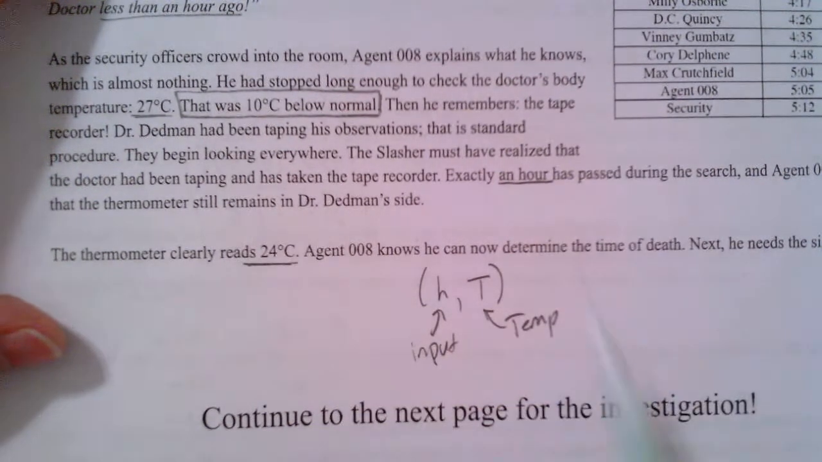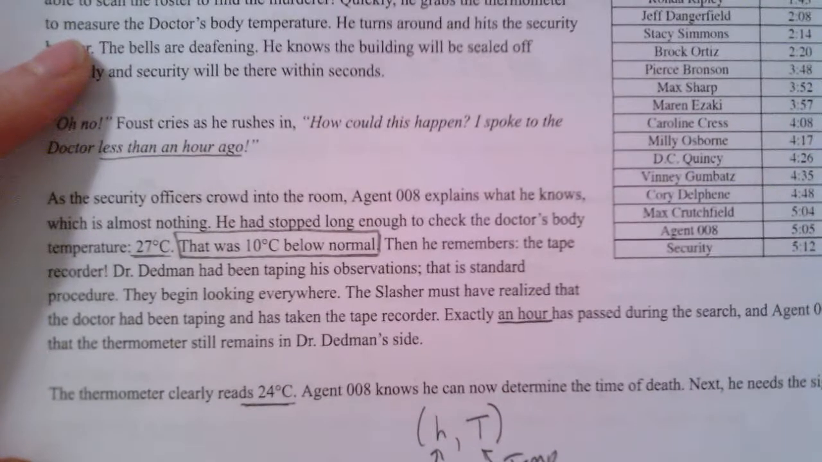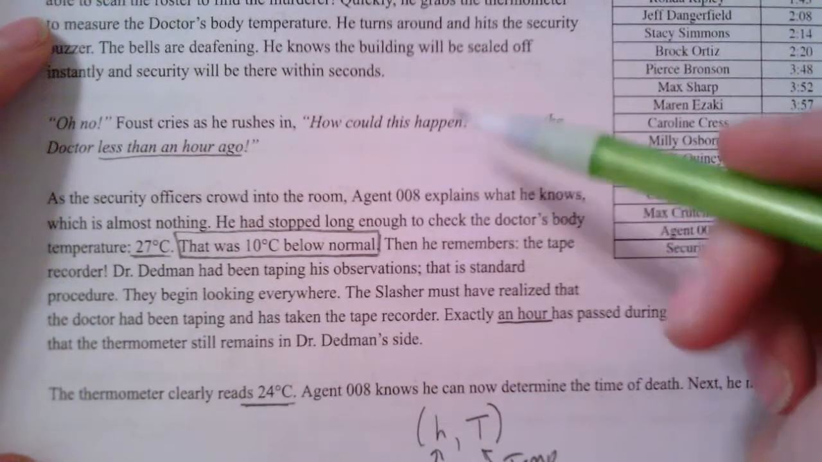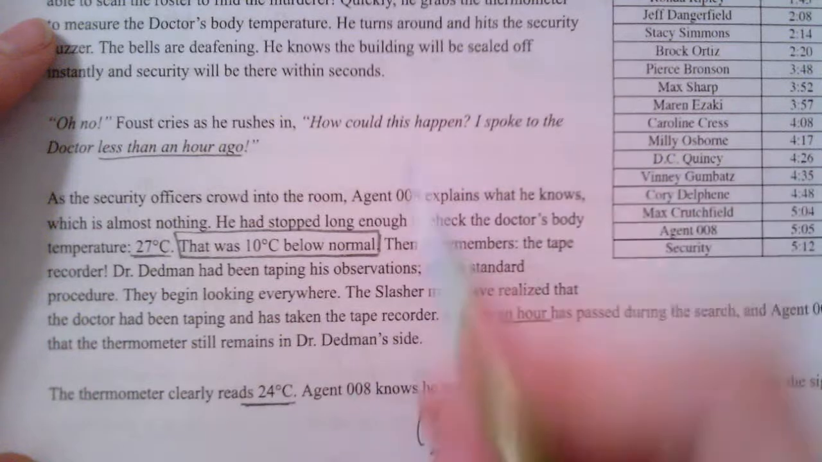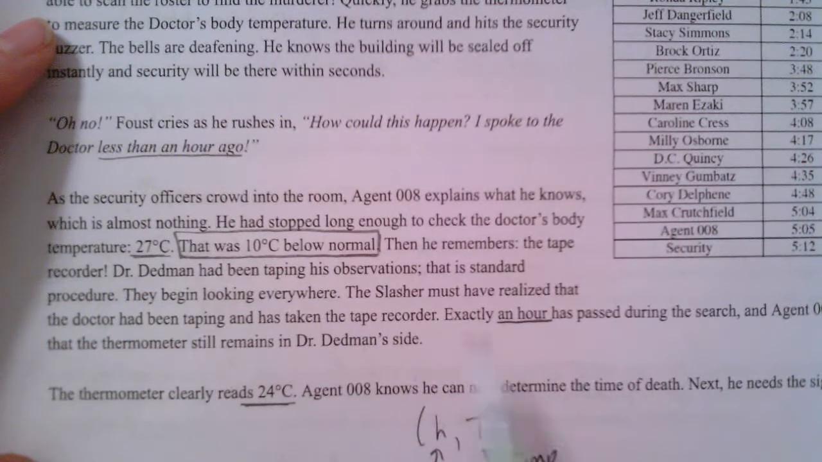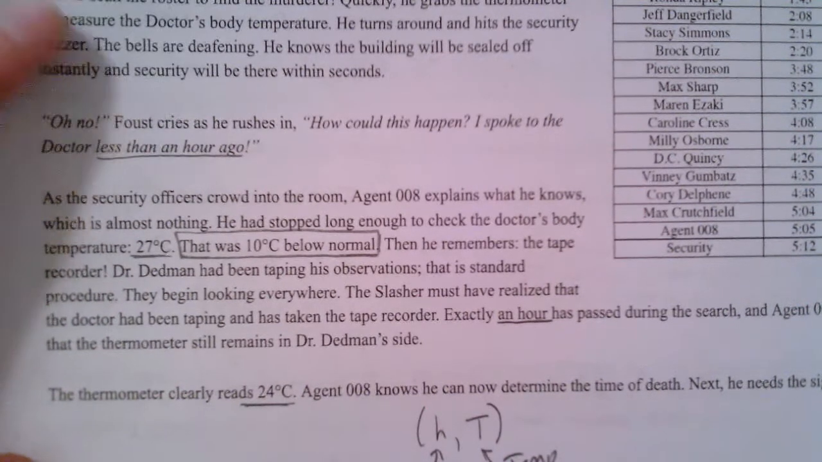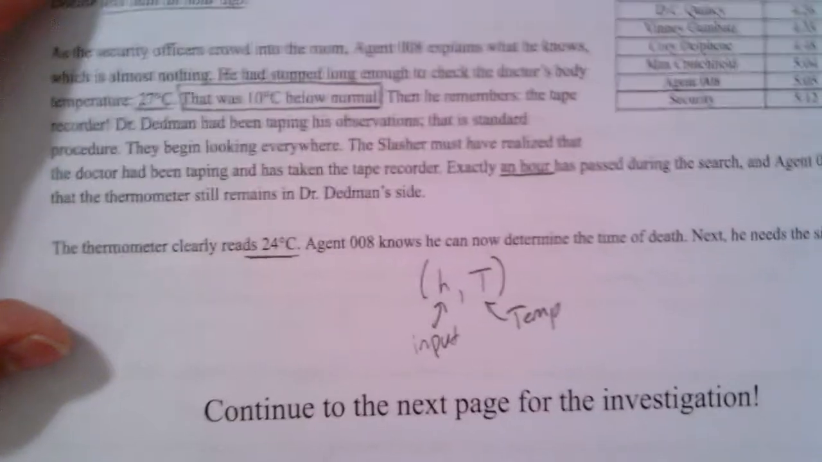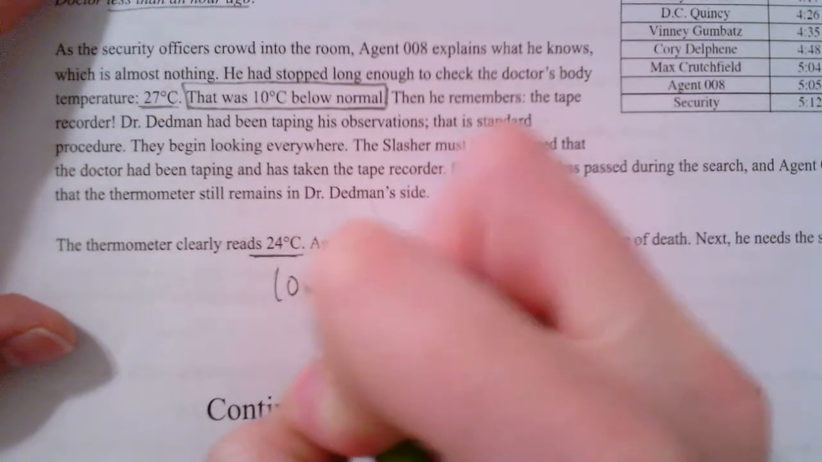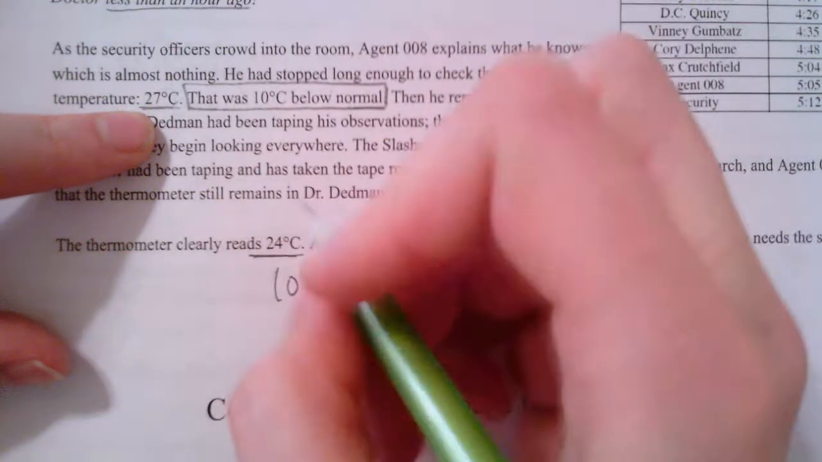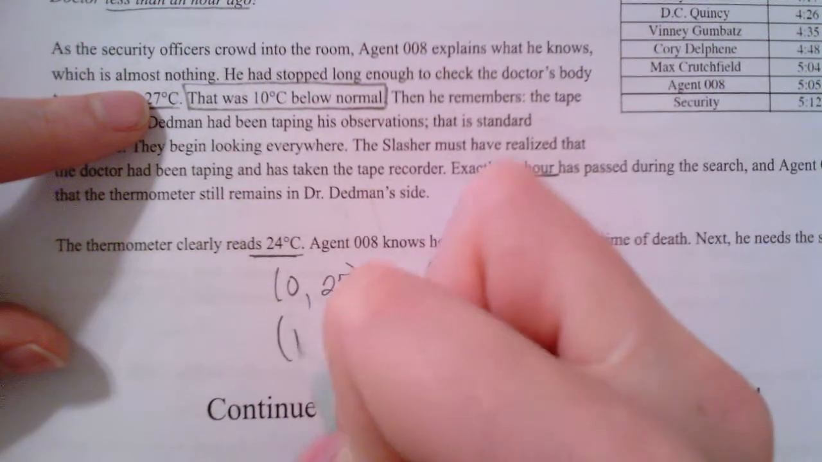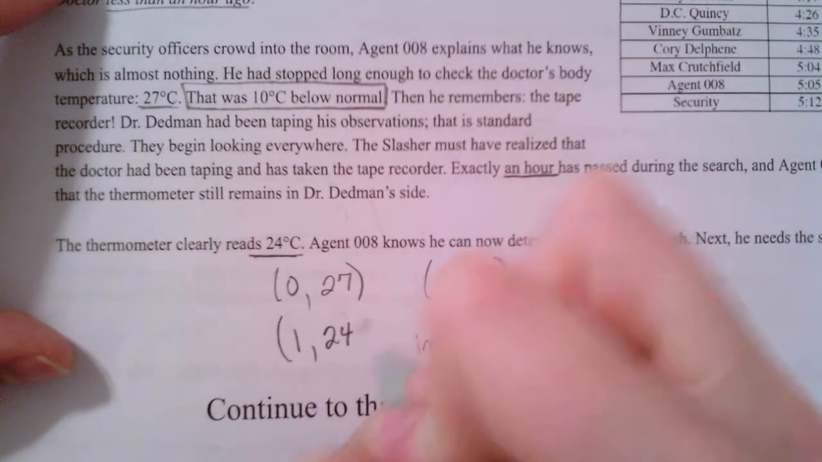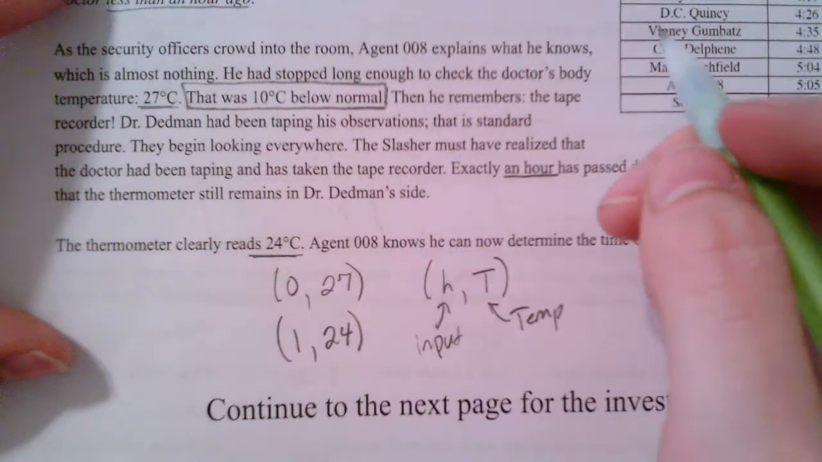So in the story here, Agent 008 is taking the temperature of the body twice. The first time he takes the temperature, it's 27 degrees. And then it says an hour later, while they're searching for the tape recorder, he measures it again, and it's 24 degrees Celsius. So anytime you take your first reading, we're going to call that time 0. So at time 0, it was 27 degrees. That's just your initial temperature reading. And then after 1 hour, the next temperature reading was 24 degrees Celsius.